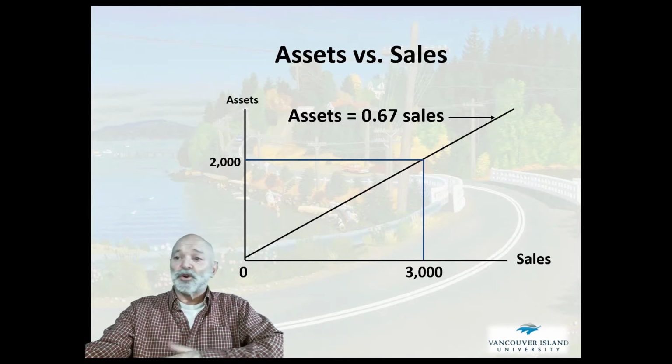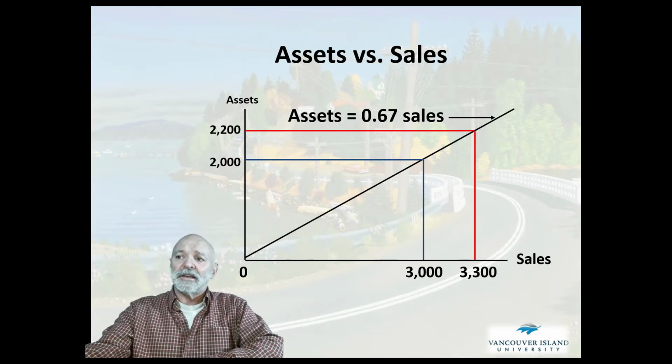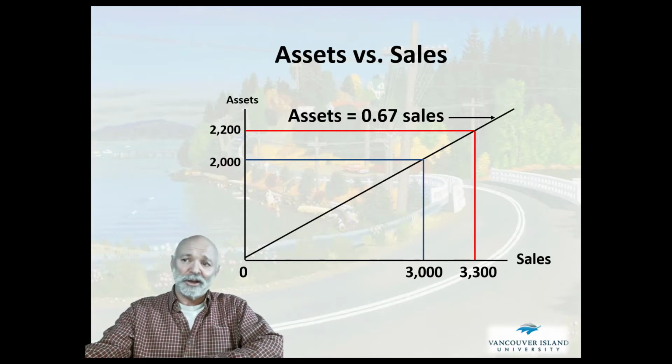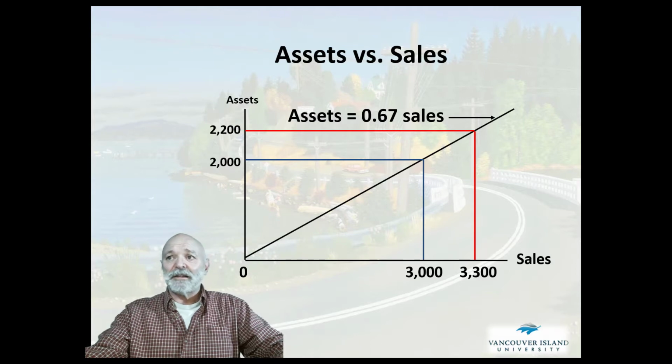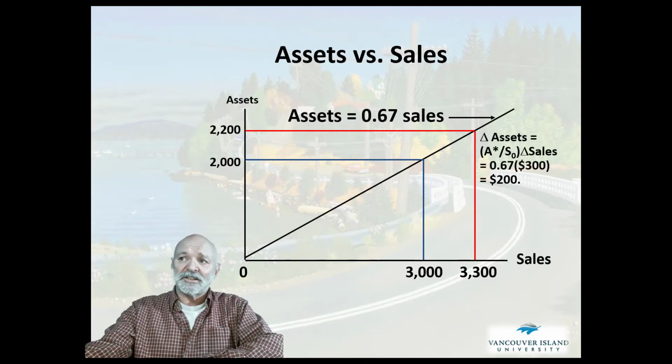Simple so far. If we're going to increase our sales by 10%, we would assume that that would take us to $3.3 million, and that would require an increase in assets of $200,000. The difference, the $200,000 increase in assets, matches the $300,000 increase in our sales, and that maintains that 2 divided by 3, or 0.67 ratio. So therefore, our change in assets is the asset to sales ratio times the change in sales, or 0.67 times the $300,000 increase in sales, or $200,000 increase in assets.